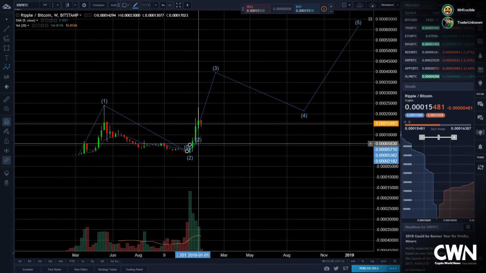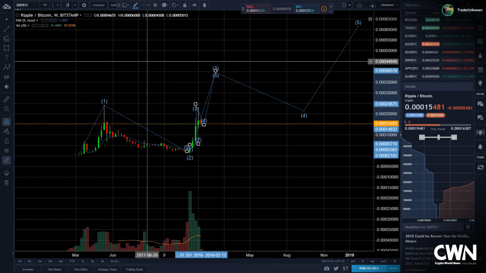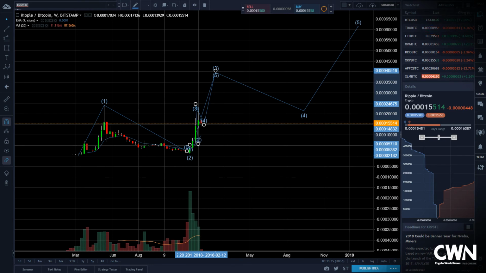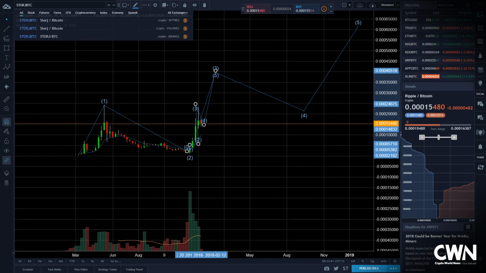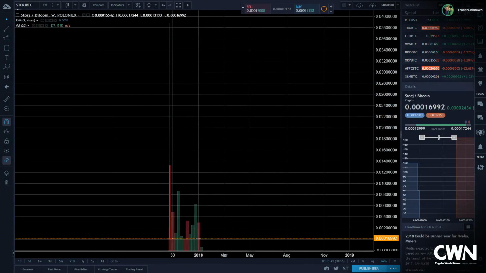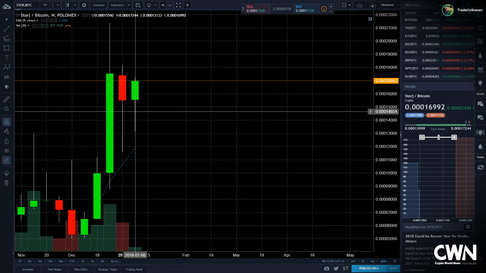Storage just went up 20% in the last 2 hours. What did? Storage. Can you give me those symbols? STORJ. Storage Bitcoin, huh? Let's take a look.